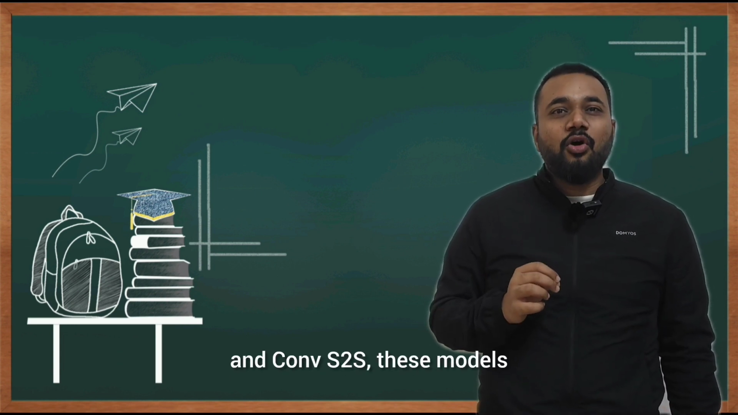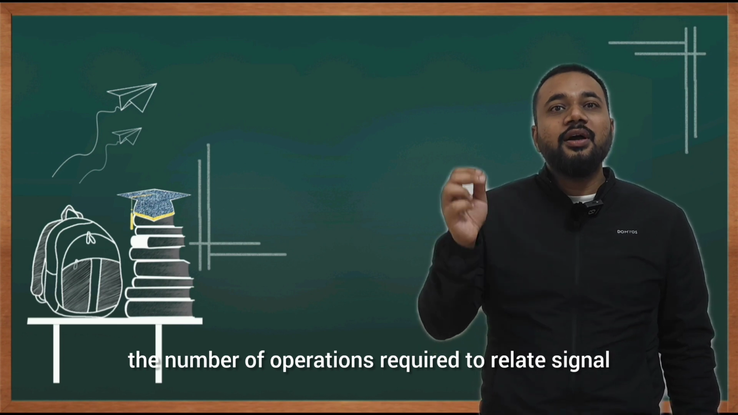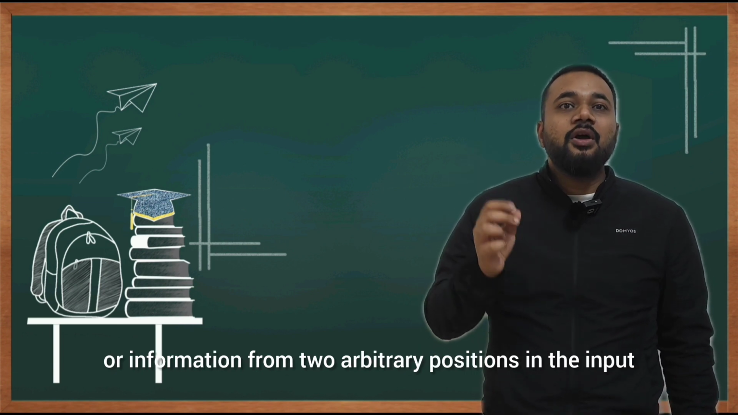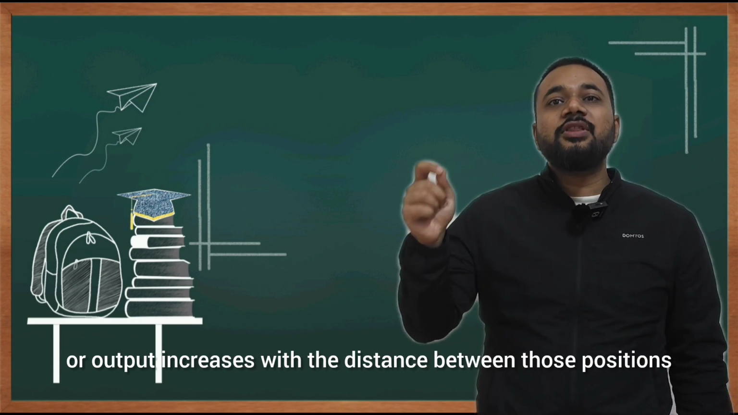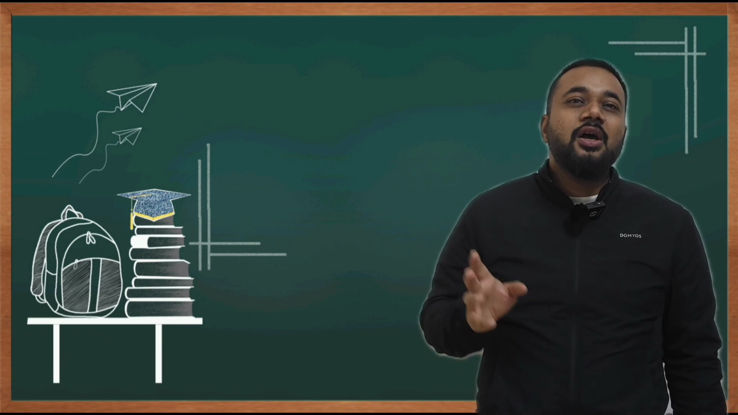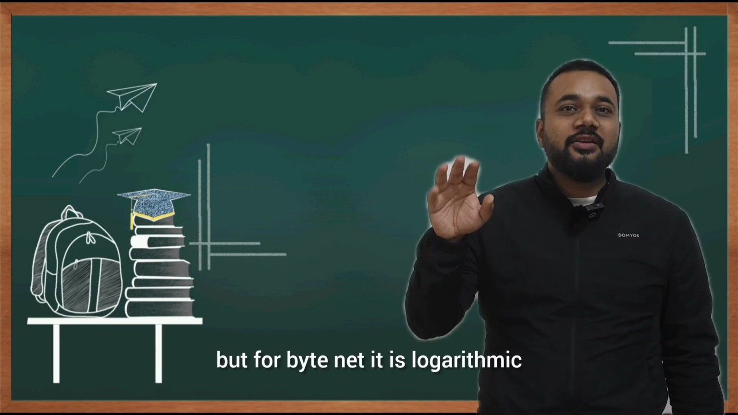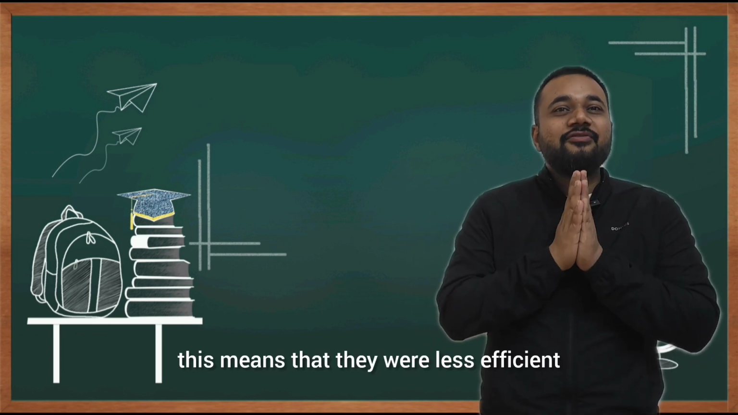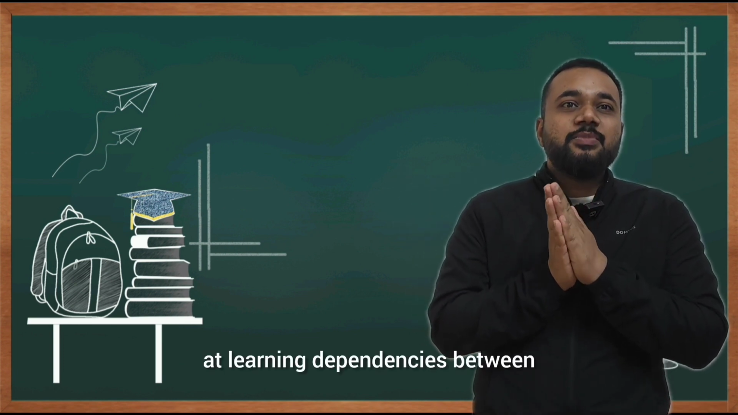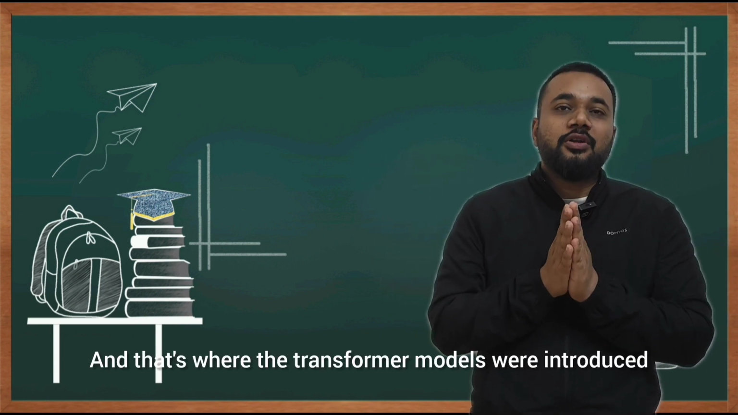Similarly, in ByteNet and ConvS2S, the number of operations required to relate signals or information from two arbitrary positions in the input or output increases with the distance between those positions. For ConvS2S this growth is linear, but for ByteNet it is logarithmic. Long story short, this means they were less efficient at learning dependencies between distant positions in a sequence. And that's where the transformer model was introduced.